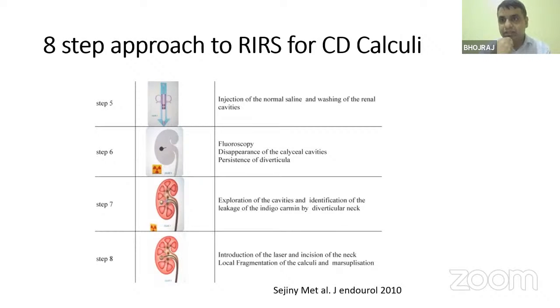This is there also in the new Smith's Urology also. If somebody wants to have a look, they can go through this also.